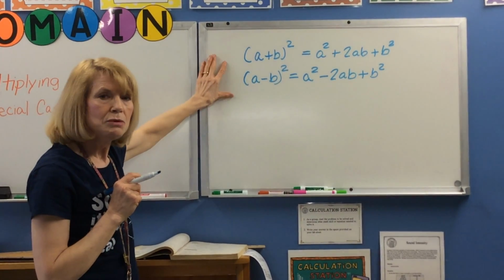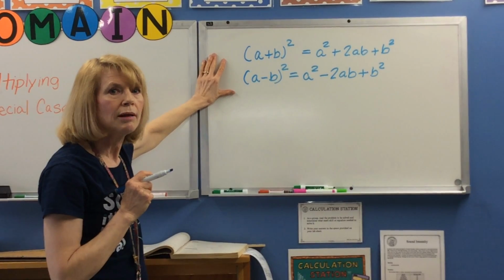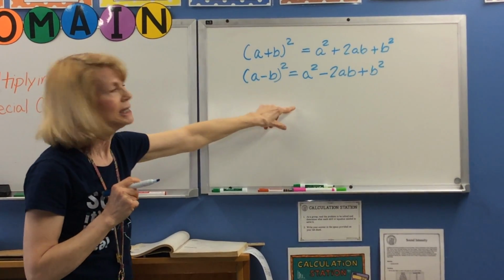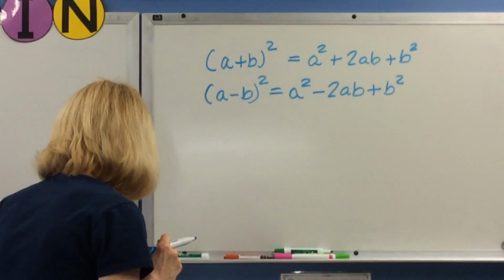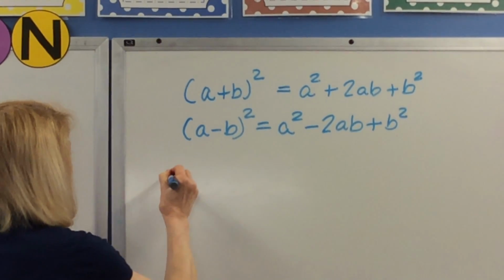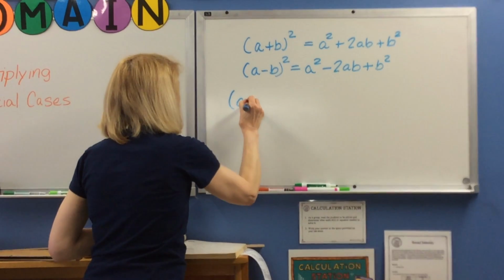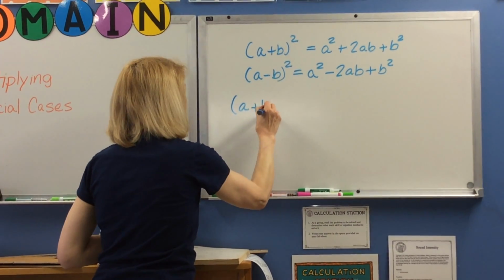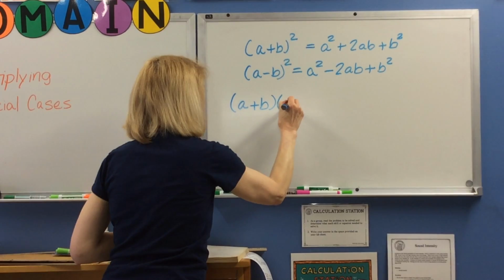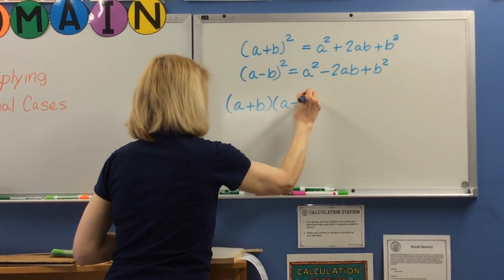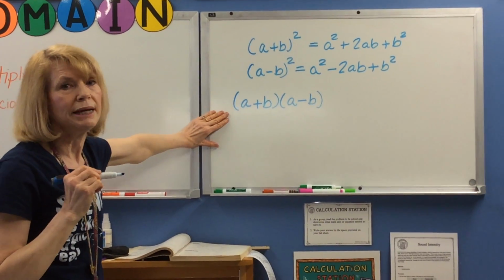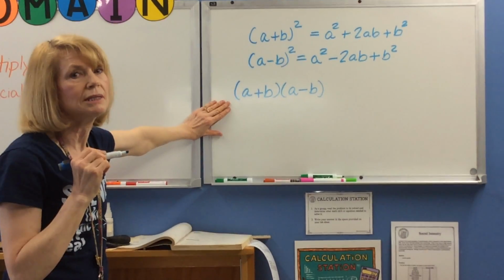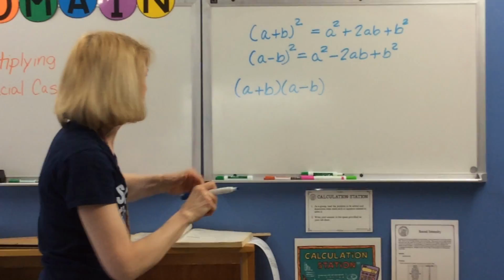If you multiply this out using FOIL or the box method, this is the product that you would get. Okay? The third special case is called a difference of squares. Okay? I'm going to multiply this one out using FOIL just so you can see why it works the way it does.